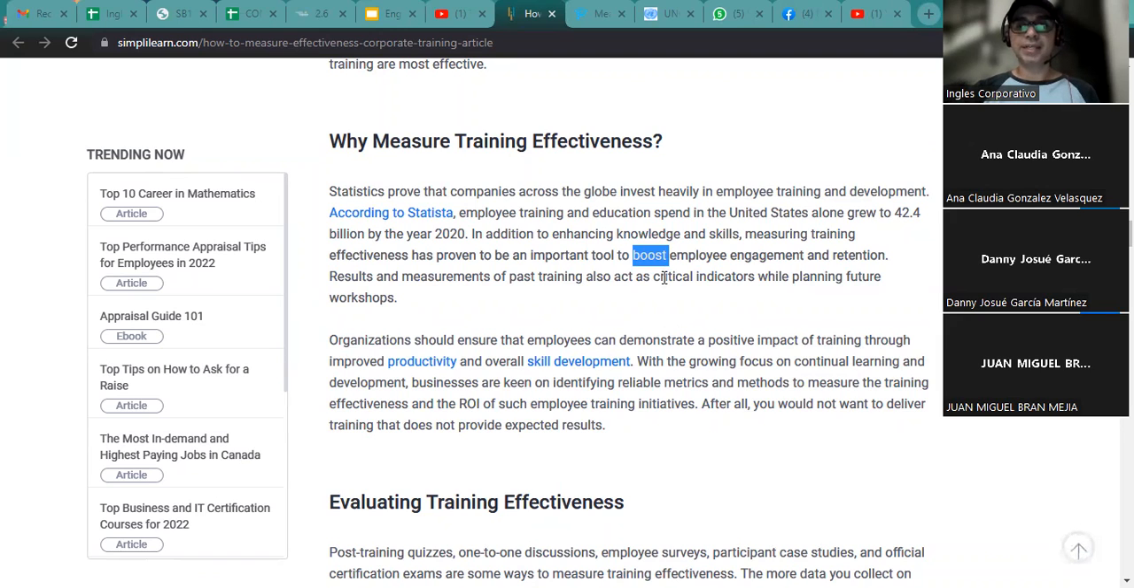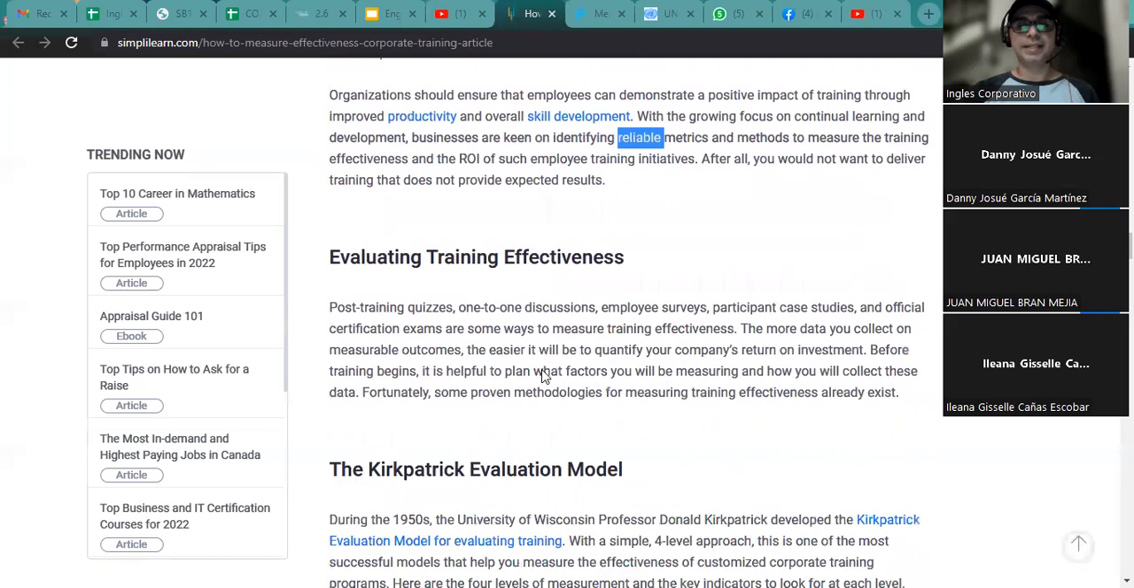What is something that is critical? Important or very important. Key, right? Let's see. What is to demonstrate? To show something, to prove something. Very good. What is something that is reliable? Trustable. Very good. Nice. Okay, let's move on.